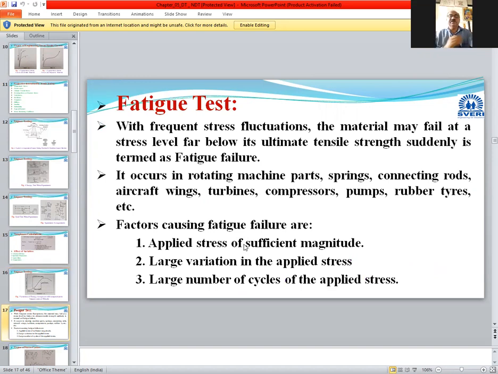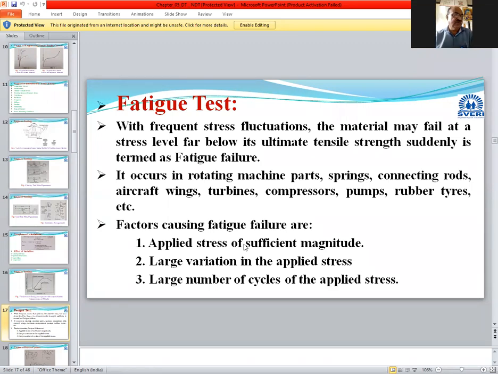Then the fatigue test. With frequent stress fluctuations, frequently means we can apply the load and remove the load, fluctuation in the load. With frequent stress fluctuation, a material may fail at a stress level far below its ultimate tensile strength. This is termed fatigue failure. Before the ultimate tensile strength, materials fail due to the fluctuation in the stresses.